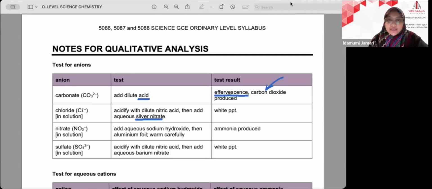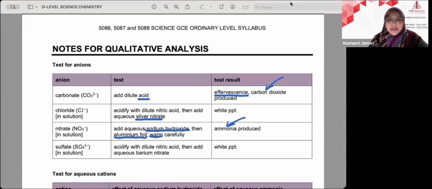To test for nitrate, you'll be asked to test using sodium hydroxide with aluminium foil, and you must warm carefully. If there is nitrate in the sample, you will expect that ammonia gas will be produced. Hence, you need to prepare your damp red litmus paper. If the result is positive, please remember to name the gas ammonia produced.